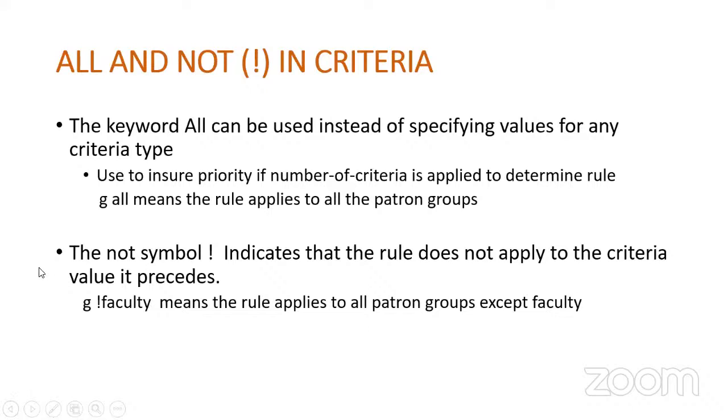The not symbol, exclamation point, indicates that the rule does not apply to the value that follows it. So if you wanted a rule to apply to all your patron groups except faculty, you could write G exclamation point faculty, and that would exclude the patron group faculty. And you could do this more than once. You could say not faculty, not trustee, so that your rule would not apply to those two special groups.